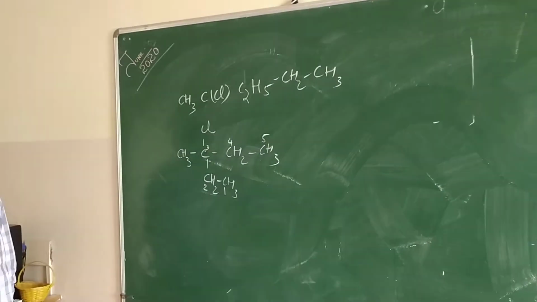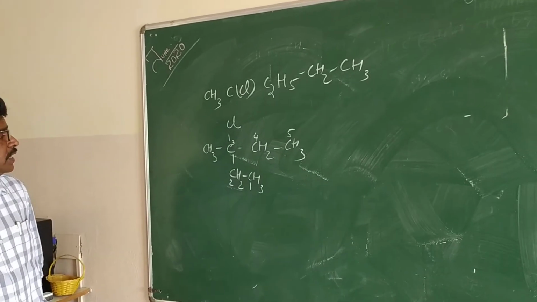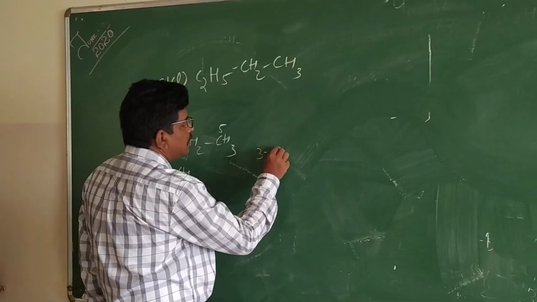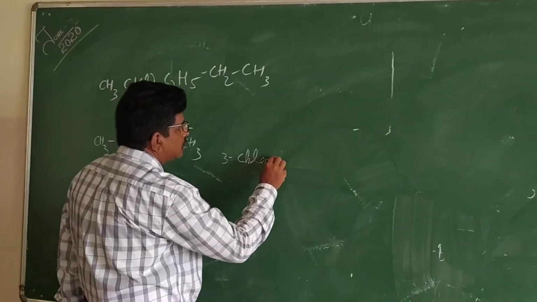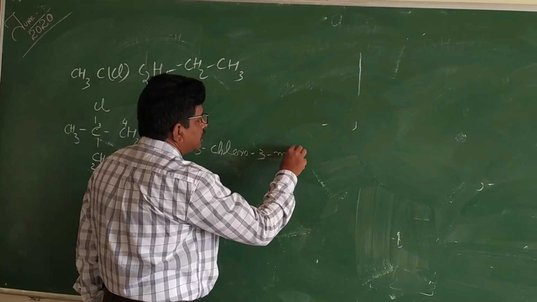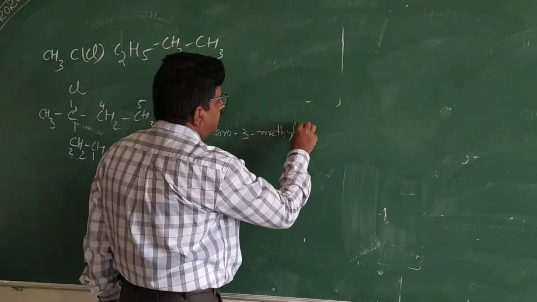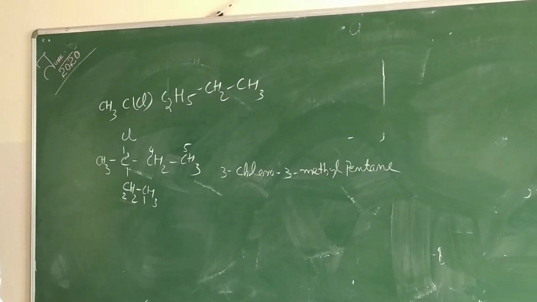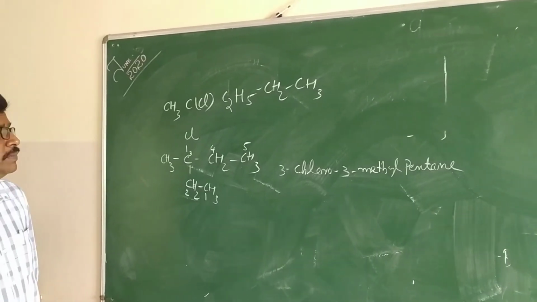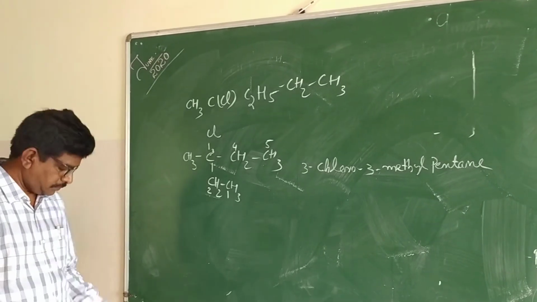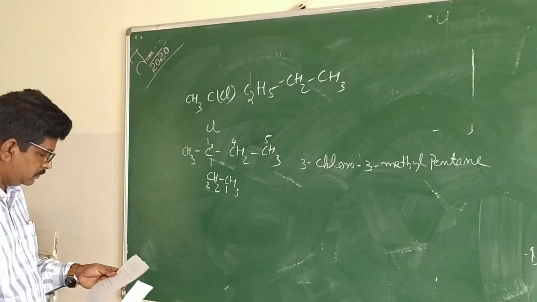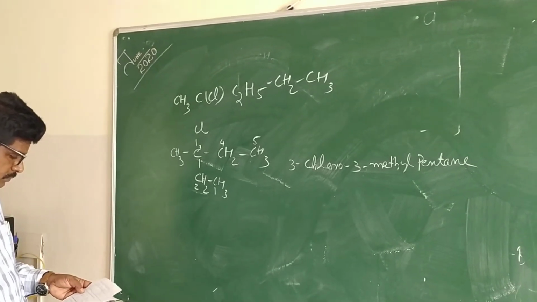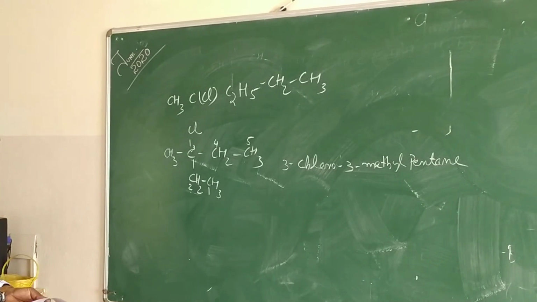You can see 1 chlorine in the third carbon atom and 1 methyl group in the third carbon atom. So 3 chloro, 3 methyl pentane. Parent compound contains 5 carbon atoms, so it is pentane. 3 chloro, 3 methyl pentane. Another example.